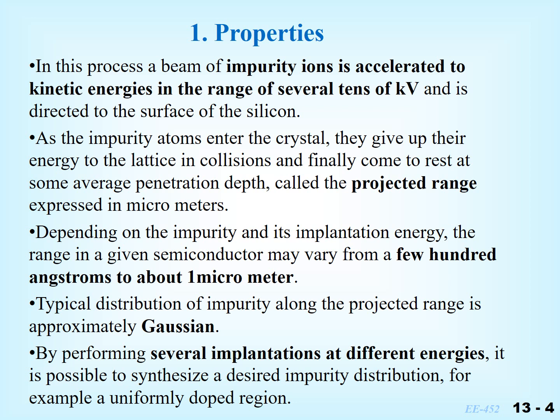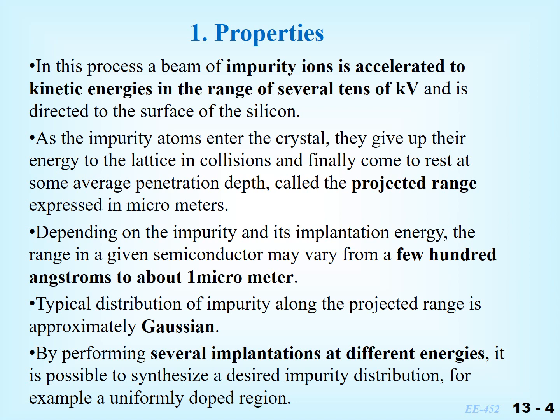So what are the properties of this ion implantation system? It is not thermal energy which is imparted to the impurity, but it is based on the principle of kinetic energy. That is the first point. Then, based on what kinetic energy has been imparted, there is some projected range, in terms of micrometers. The typical penetration range is around 0.1 micrometer to 1 micrometer.